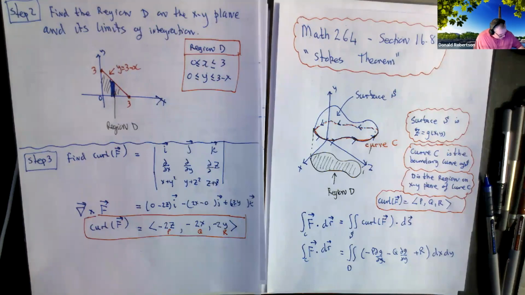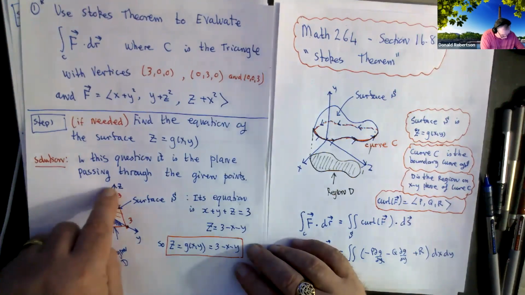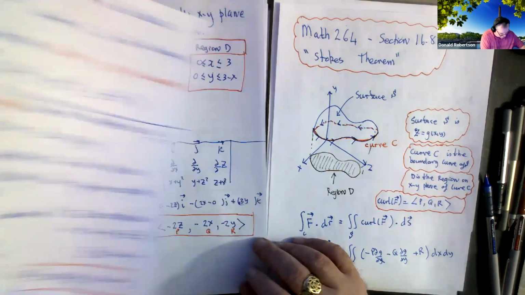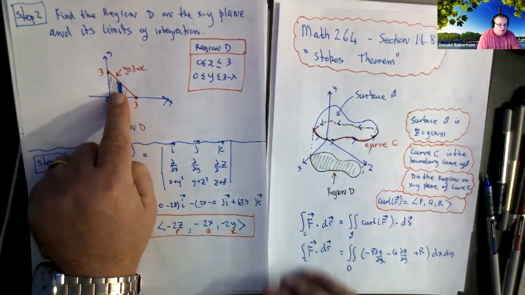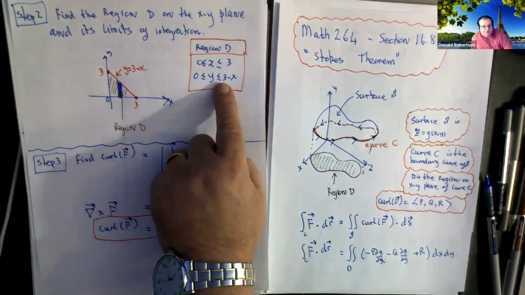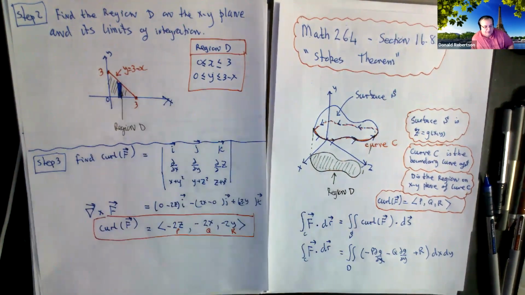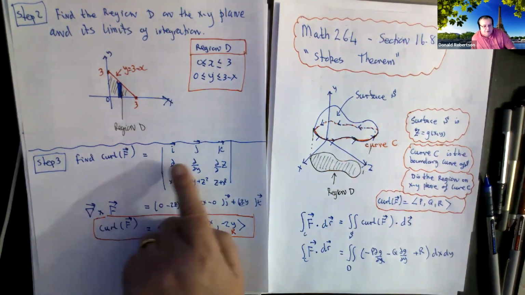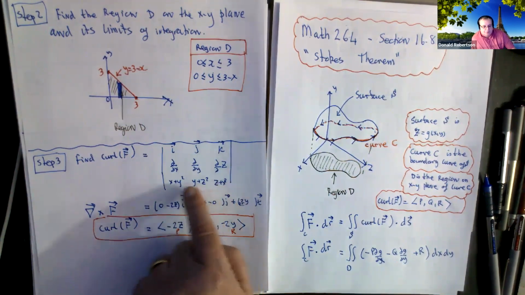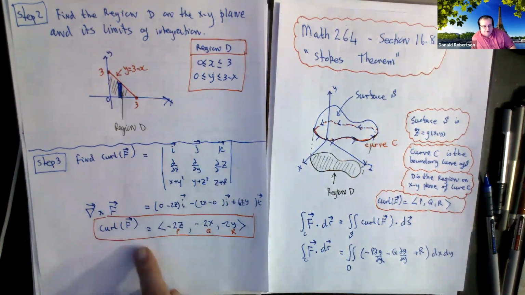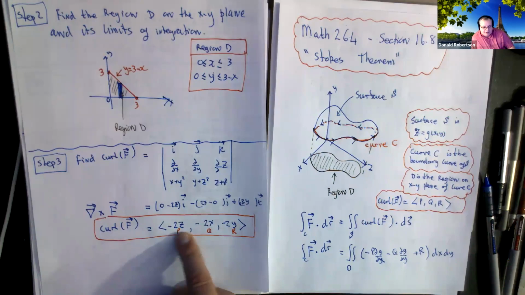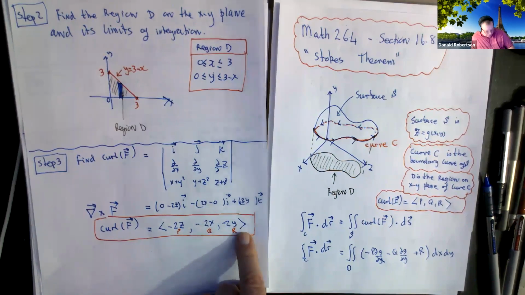Step 2 was to find out what this region looks like when you project it onto the floor. And that region that's on the floor, we call that D, and this is the limits of integration for that. Step 3, find the curl of F. This here represents the components of F. There's your operator. After a little bit of work, you get these 3 guys. This one's P, this one's Q, this one's R.